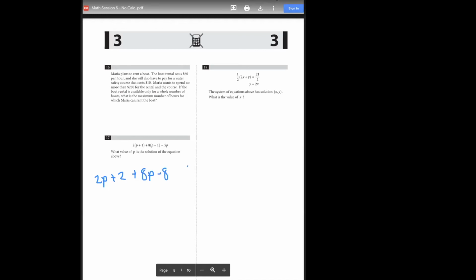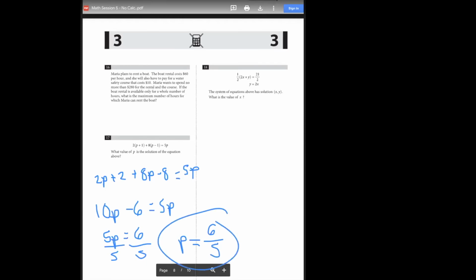and you have 5p. So I'm going to combine like terms, of course. I'm going to move the 5p over, and I'm going to move the 6 over. So you end up with 5p is equal to 6. When you divide by 5 on both sides, you get that p is equal to 6 over 5. That's your answer. That's all you have to put. Put 6/5 on your answer sheet.